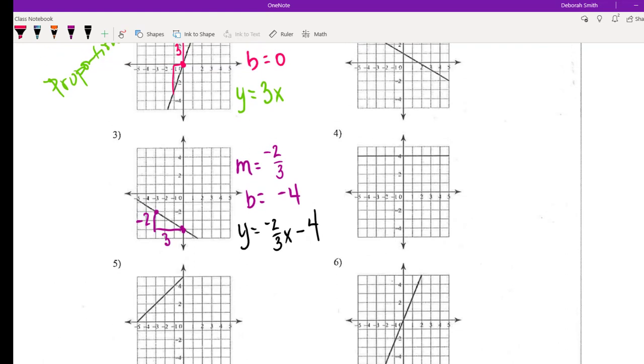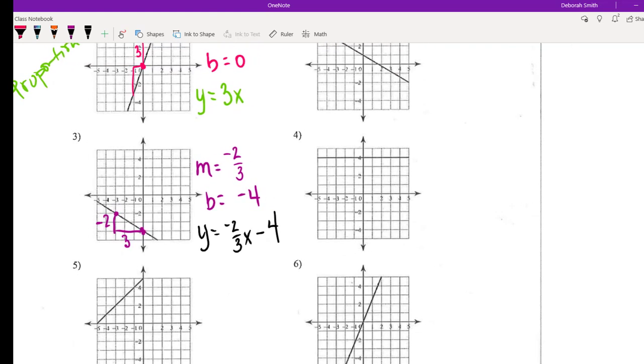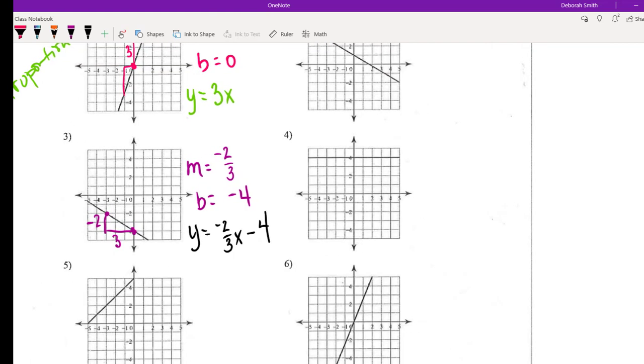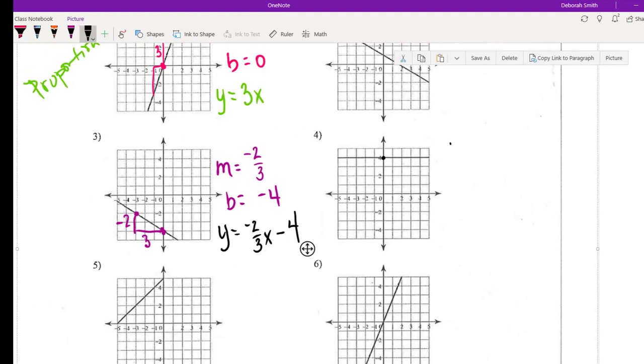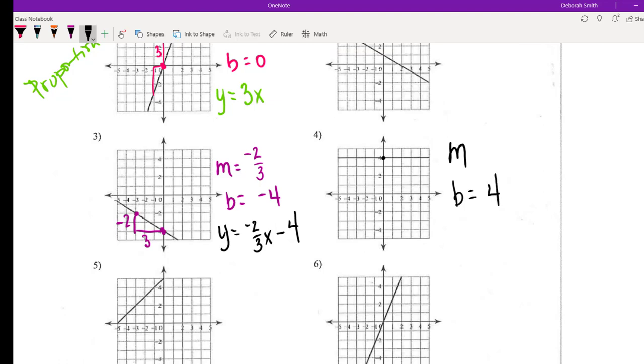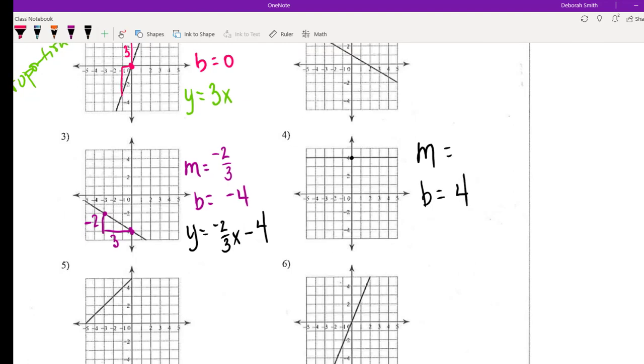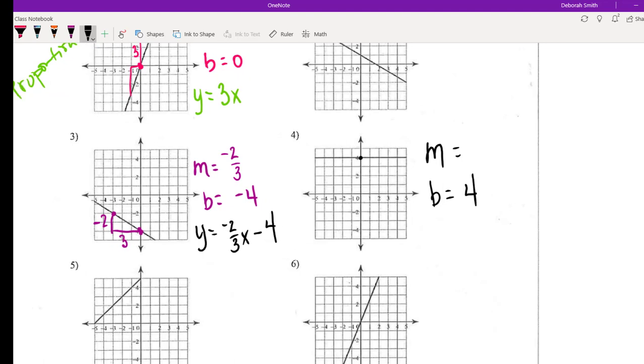Another one that might cause you a little bit of trouble is number 4. We have a y-intercept of 4. But when you look at this guy, it has no vertical change. We can't draw a triangle out of that. And it's going straight all the way across, so you could call it 10 if you like. And we have no slope there, though. This is a 0 slope.